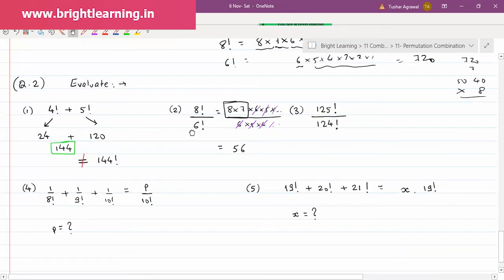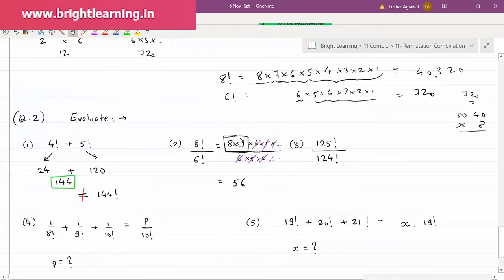8 factorial, sir, I don't want to calculate. My maths is very poor. 8 into 7 into 6 into 5 into 4, I'm just writing it. 6 factorial, I'm just writing it: 6 into 5 into 4 into 3 into 2. I will just do the cancellation. 6, 6 cut, 5, 5 cut, 4, 4 cut, 3, 3 cut, up to 1, 1 cut. What will remain is 8 into 7, 56. Done. Okay, sir, I got it, sir.